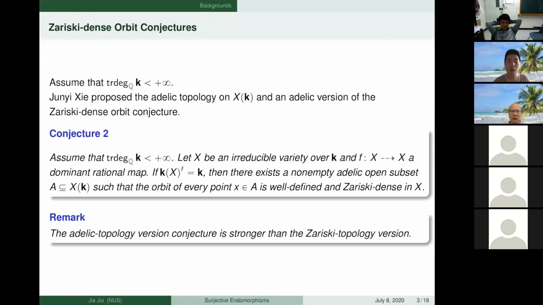If we have one dense orbit, we want more such orbits, but the Zariski topology is not strong enough to satisfy this condition. As pointed out by Junyi Xie, we need the adelic topology on X(K). First, we assume the transcendence degree of K over Q is finite. I will not give the precise definition of the adelic topology. Instead, I'll give some properties.